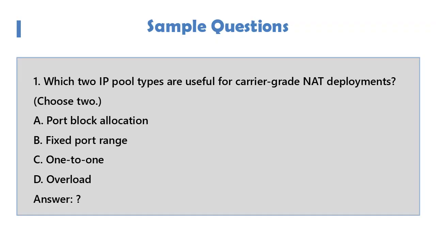1. Which two IP pool types are useful for carrier-grade NAT deployments? Choose 2. A. Port block allocation. B. Fixed port range. C. 1-to-1. D. Overload.